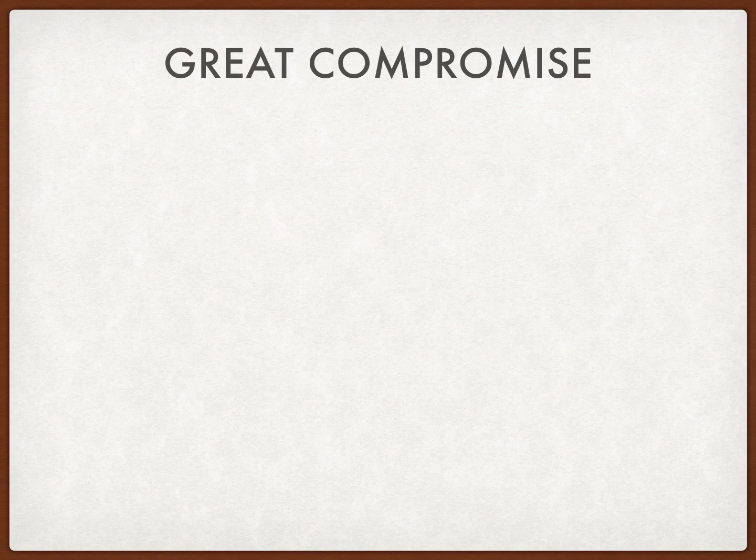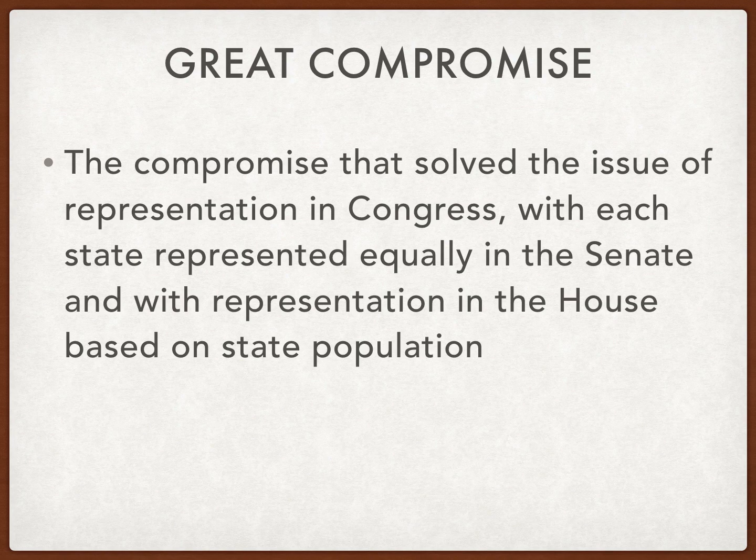The Great Compromise. A compromise that solved the issue of representation in Congress, with each state being represented equally in the Senate and representation in the House based on state population. So we'll be talking about the compromises that went into creating the Constitution. One of them was the Great Compromise.